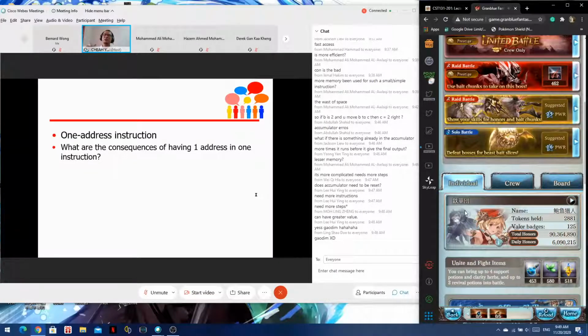So with a 1 address instruction, the consequence is that you need more instructions, but the plus point here is that you have more addressable locations. Okay, more addressable locations. Does the accumulator need to be reset? In this case, not really, unless you really want to reset it. But in our discussion today, the resetting of the accumulator doesn't come into the picture.